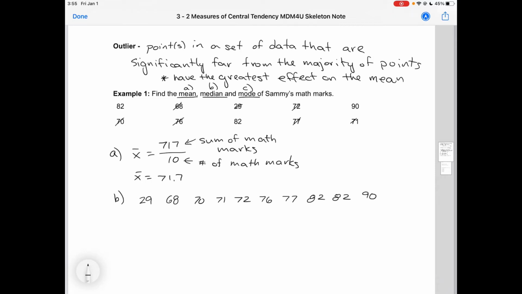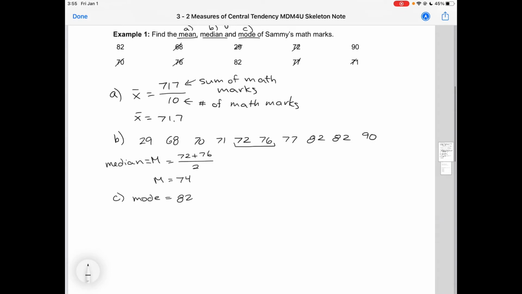And now I'm going to look for my middle. Since I have an even number, I've got two middle numbers, which means that my median, which we can represent with a capital M, is found by adding those two numbers together and dividing by 2, which gives us a median value of 74. The last measure that we're going to calculate is our mode. That's the value that occurs most often, which in this case is 82, which occurs twice.